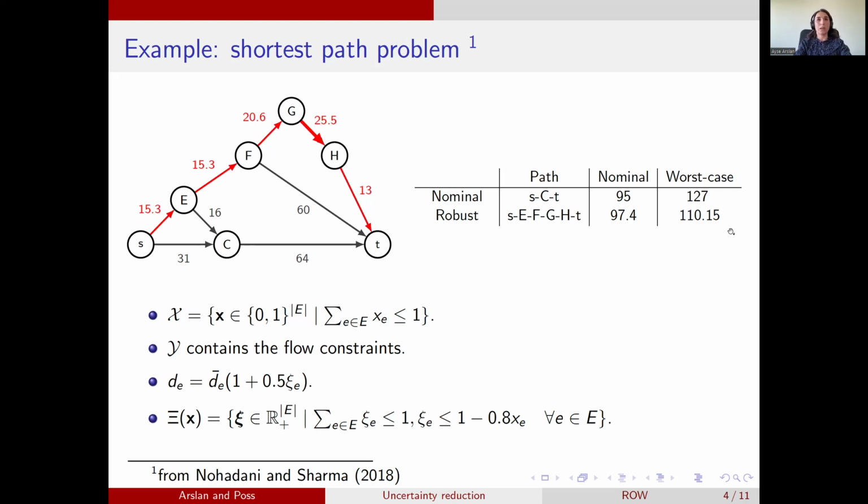Now, if we consider the uncertainty reduction paradigm, we see that the optimal solution is taking the path SECT, and I'm protecting the arc CT because it has the higher cost and therefore the higher deviation. So when we protect this arc, its deviation will be reduced from 1 to 0.2. So it will only deviate by 0.2. And then the remaining budget of 0.8 here, it will go on to arc EC. So the nominal cost of this solution is 95.3, whereas the worst case value is 108.1.